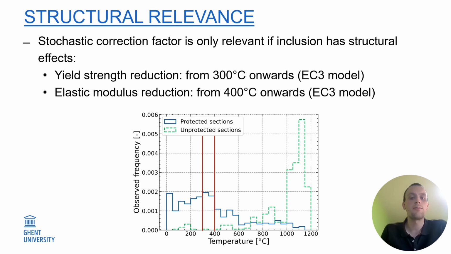Focusing on the blue histogram, which is for the protected sections, we can see that in many cases we actually remain below these thresholds, meaning that in these cases we do not expect a significant influence by introducing the stochastic correction factor. But if we focus on the unprotected sections, which is the green histogram, we can see that the vast majority of these cases exceed these thresholds. So we actually expect a very large influence for the unprotected sections.